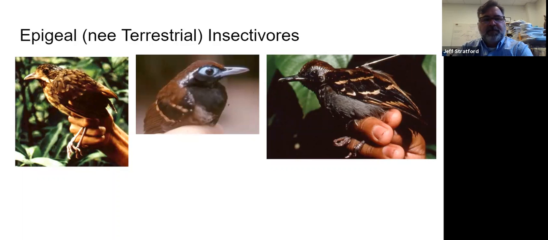Epigeial means that they are foraging on the surface of the soil. So these birds here are all insectivores. And so what they do is they walk around and pluck insects off the leaf litter. This bird on the far right is a wing-banded antbird. And this bird right here actually will flip leaves up in the air. So you can actually watch this bird from a distance. It'll throw leaves up in the air, then quick dash and try and catch the insects that were underneath the leaves.